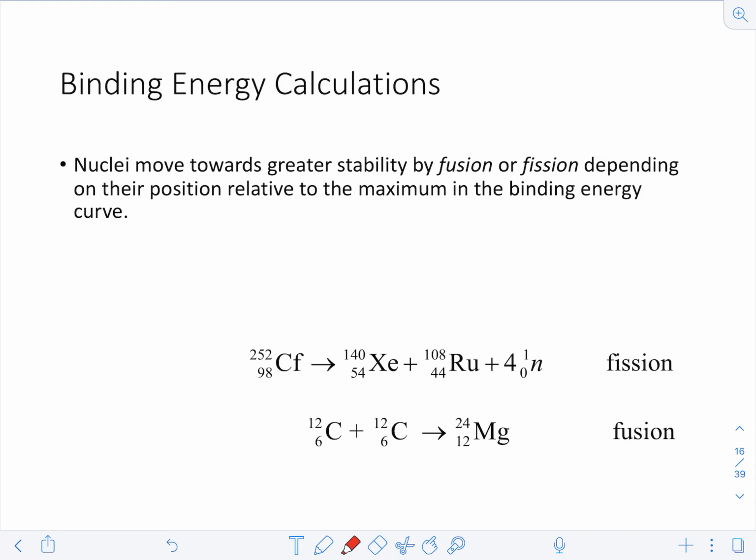Okay, and here is just a couple of example calculations where notice that we have californium, which has a huge number of nuclei, and as a result of it, because it doesn't fall within that zone of stability, it's undergoing fission. Or you could have the opposite situation where you have two carbon-12 isotopes that are small enough and stable enough to fuse together.